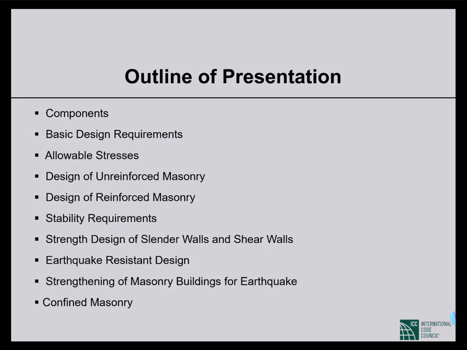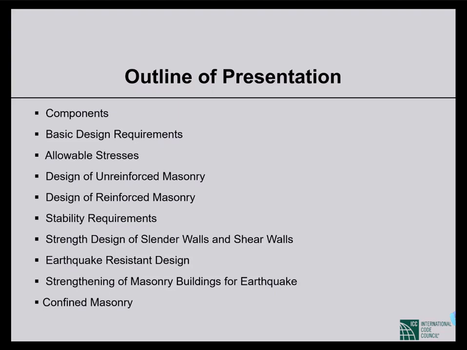For strength design, for slender walls and shear walls, we adopt the strength design method, and relevant provisions are given there, like the strength reduction factor and the strength capacity, that is, nominal. We calculate the nominal strength and we use phi values to get the design capacities. Now the phi values are quite conservative for shear wall design, that we have to understand.